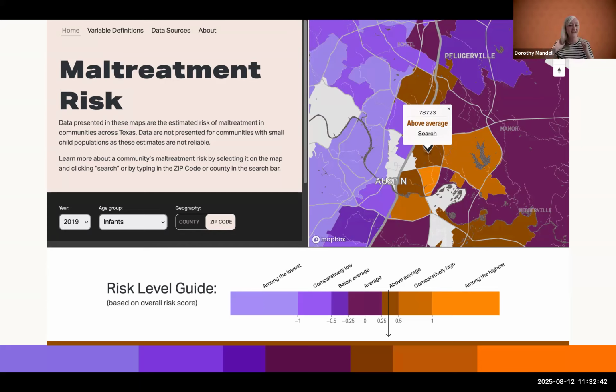78723 clearly needs some services. And so I want to write a grant to help talk about the story of the zip code, to talk about the services that are needed in the zip code that has above average maltreatment risk. So let's go to the next slide.